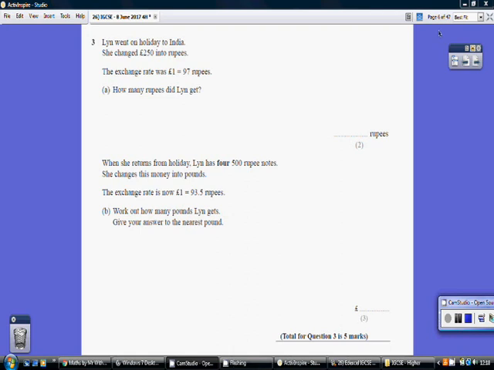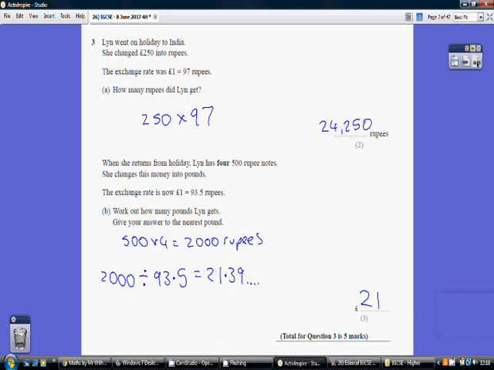Question 3. So how many rupees did Lynn get? Well, we've got £250. We need to turn it into rupees. So we're going from pounds to rupees. So you can see this is creating a bigger number. So we have to multiply by 97. 250 multiplied by 97, 24,250.